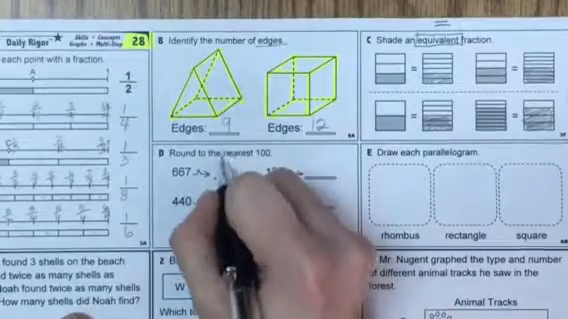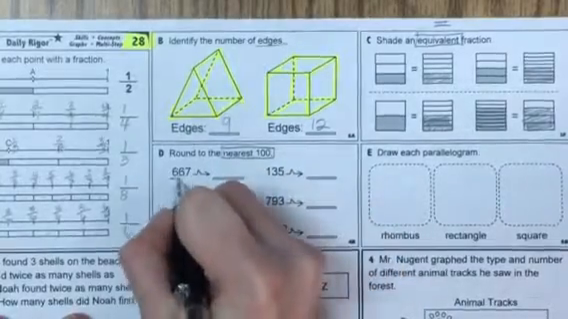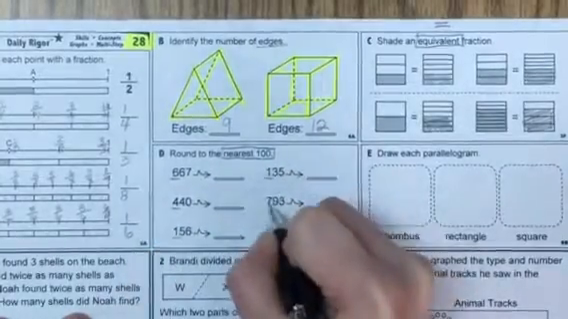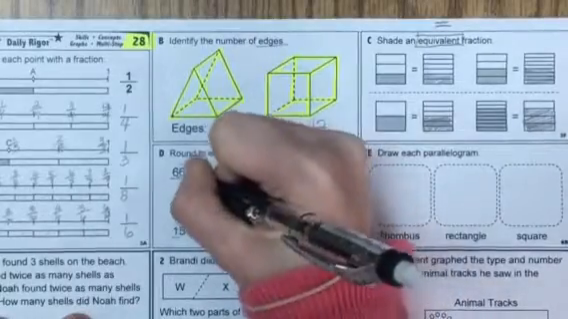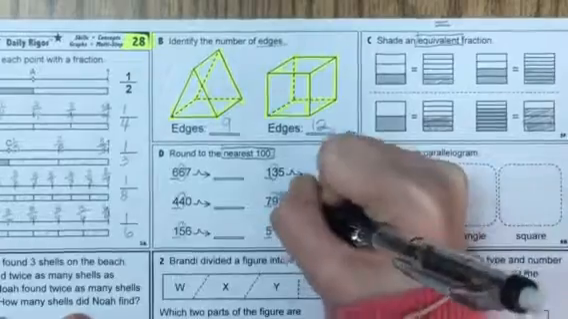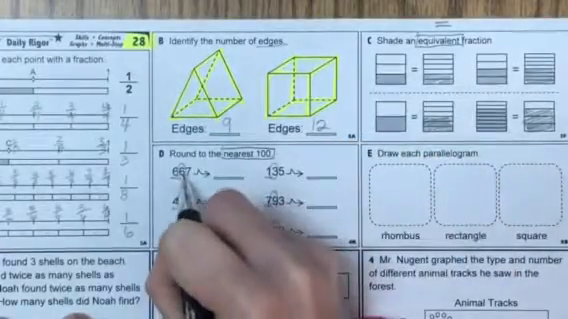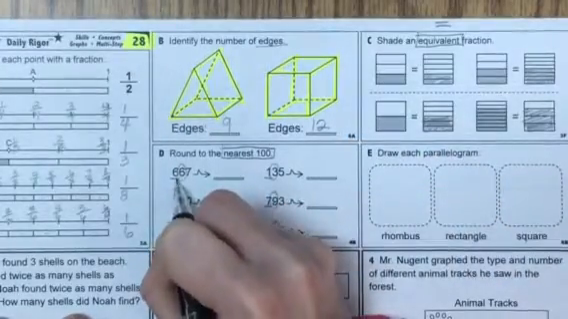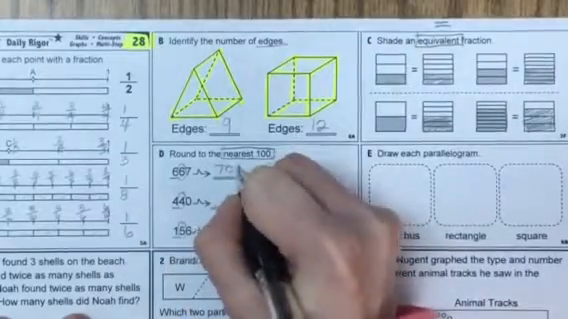D, round to the nearest 100. I'm going to look at my hundreds place. And my neighbor to the right knows the right answer, so I'm going to ask him if I round up or down. This 6 tells my 600 to round up to 700.